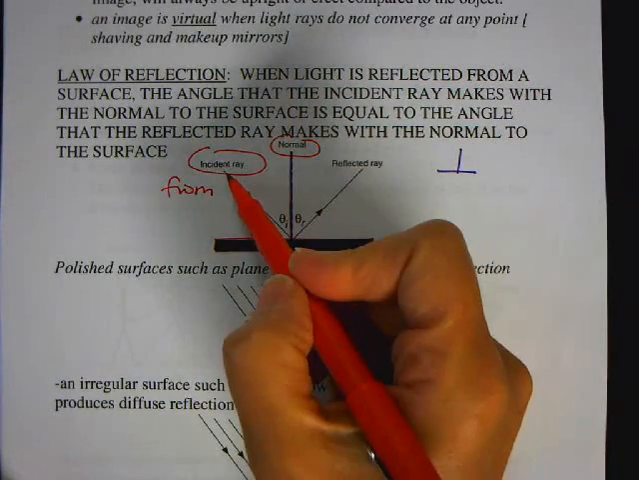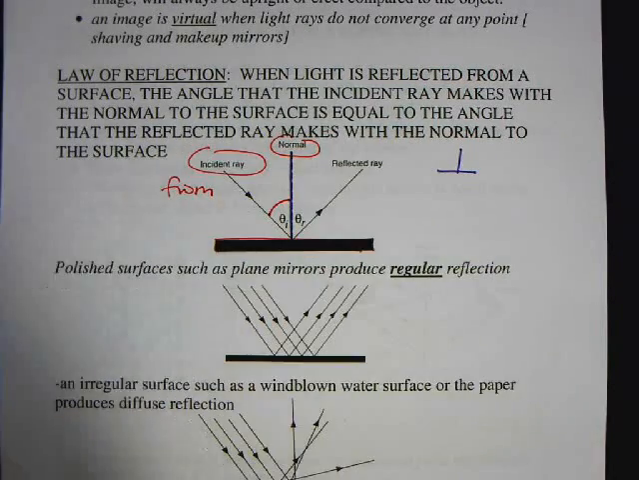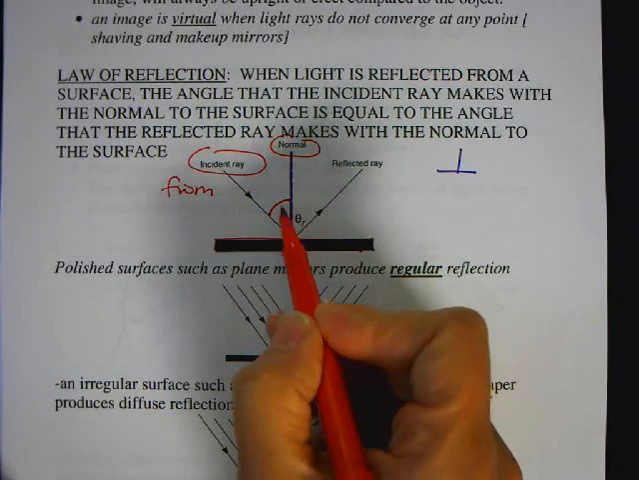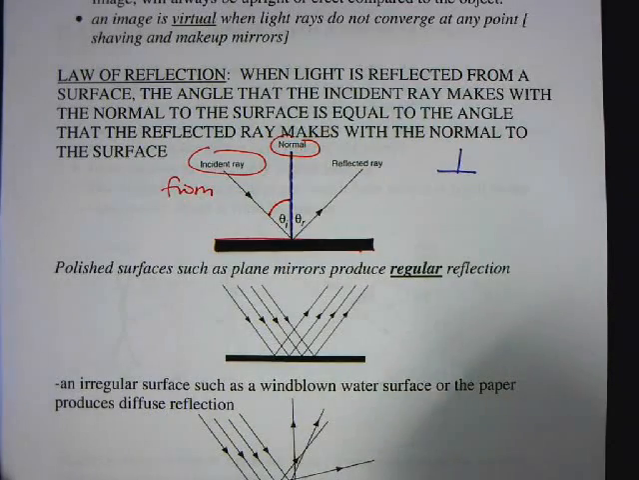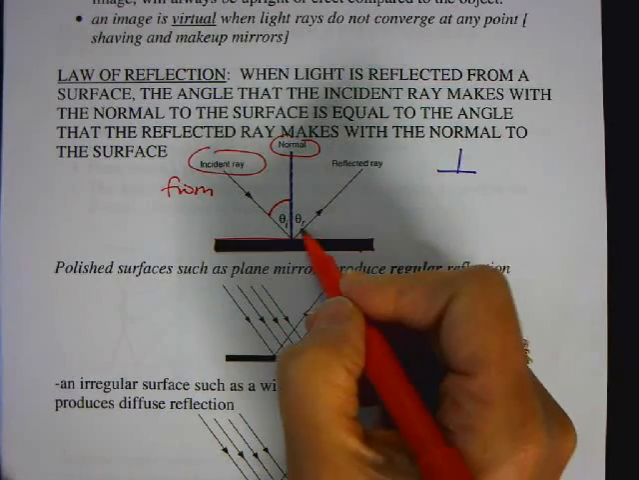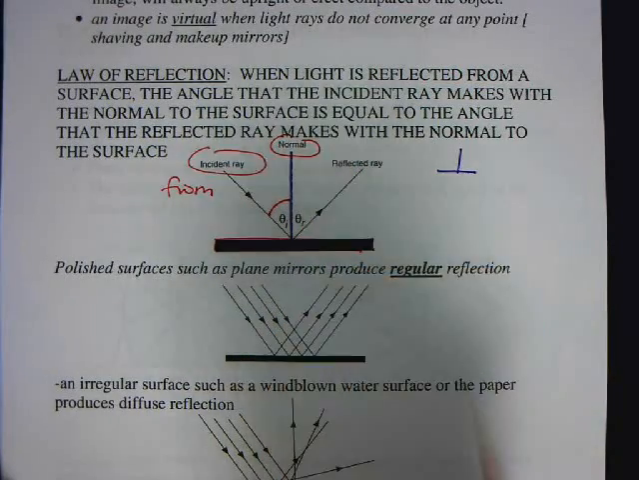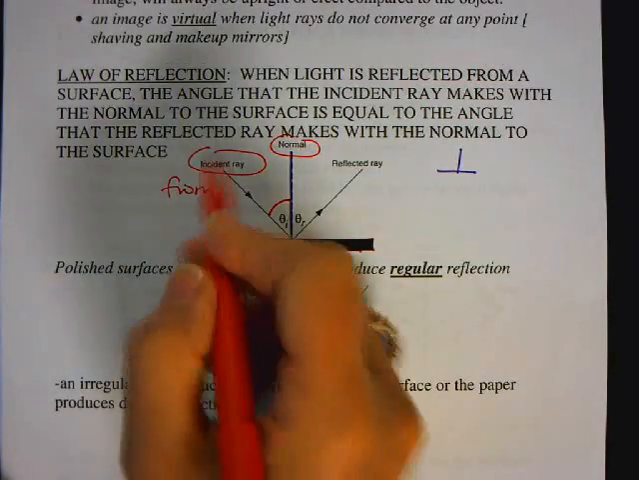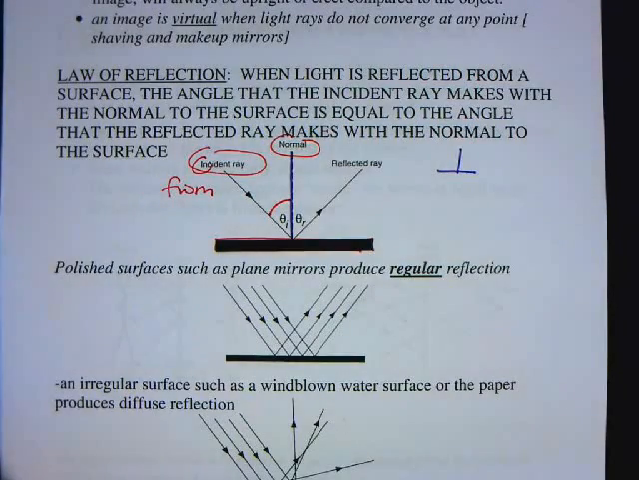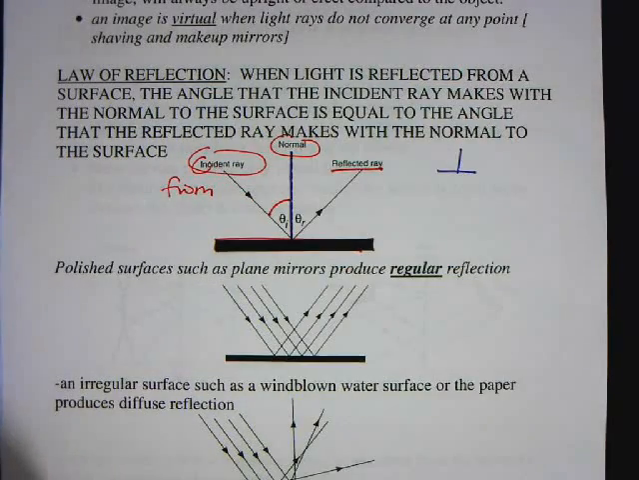So I have my incident ray, and I measure this angle theta from the normal. So I call my incident angle theta I. Okay? So this is just the angle from the normal. And then for the reflected ray, this angle here is called theta R. So I stands for incident and R stands for reflected. Reflect, it's bouncing off.